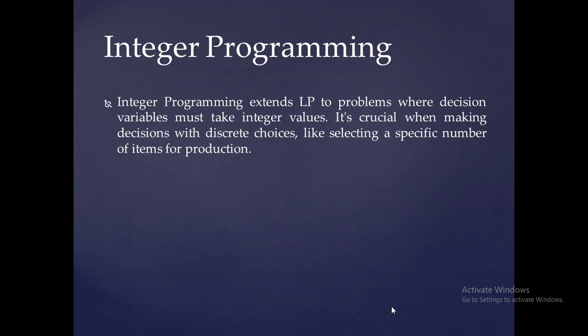The objective is to find the optimal values of decision variables subject to these constraints. Let's consider an example. Imagine you are managing a manufacturing facility with limited production hours and you need to decide how many units of a product to produce. Since you can't produce a fraction of a unit, integer programming is used to determine the optimal whole number of units to manufacture.